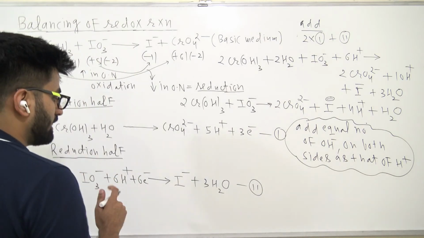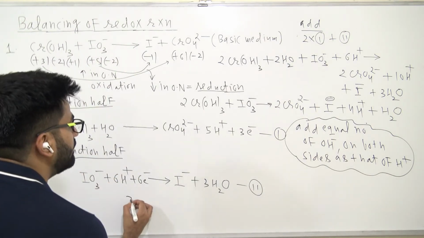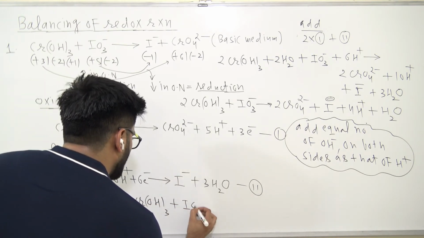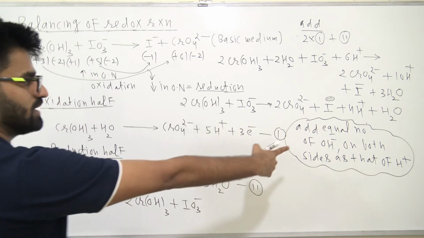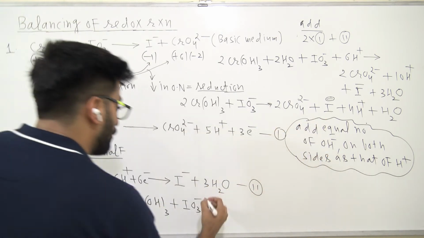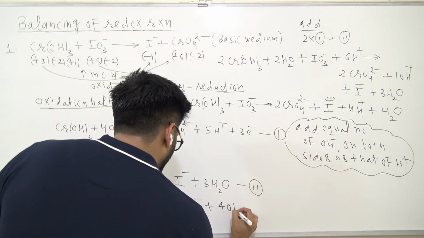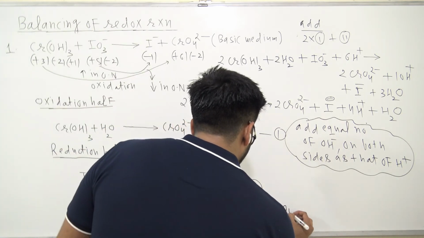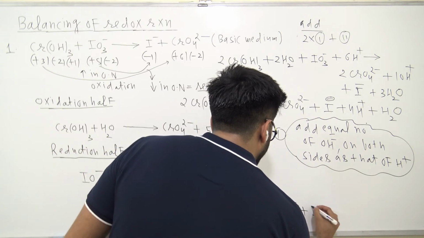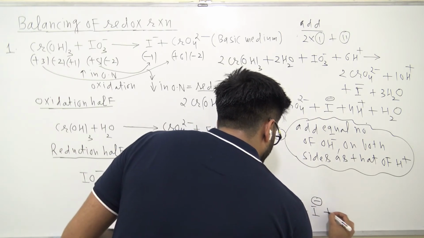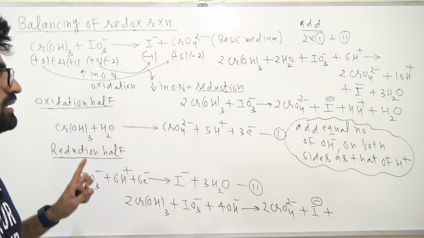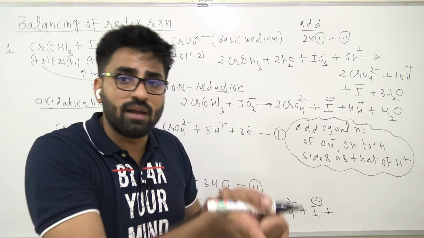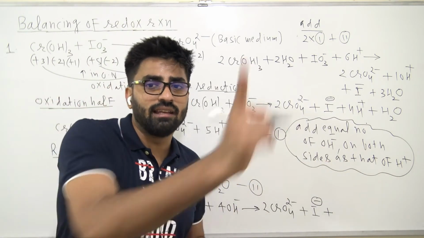So if you do that, here I'm writing the final reaction: 2 CrOH thrice plus IO3 minus. How many OH minus should I add? 4 OH minus gives us 2 CrO4 2 minus plus I minus plus, guys. Now everyone pay attention. There are 4 H plus, I added 4 OH minus, H plus and OH minus will combine and give you water.